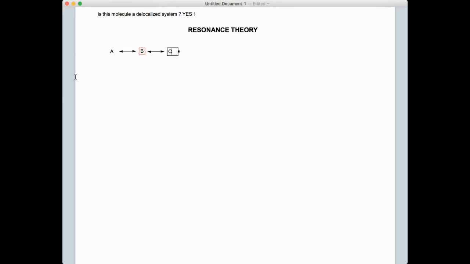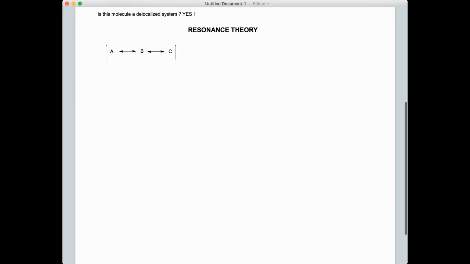And then I'm drawing three as an example here, but as I said, it could be more, it could be less. It's more than one, okay? And then we're going to place these Lewis structures in brackets, okay? And we're going to relate these structures, and this is very important, by this double-headed arrow, okay?